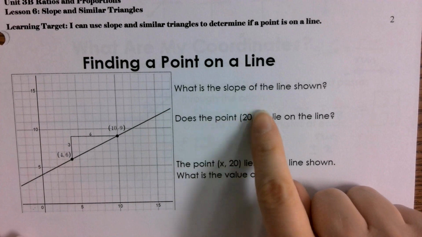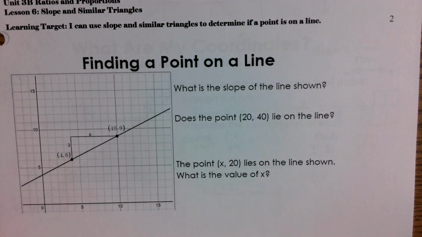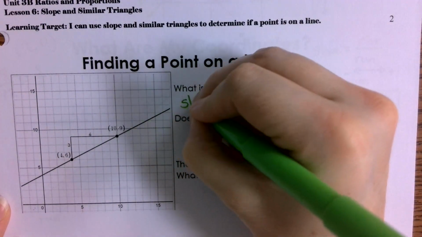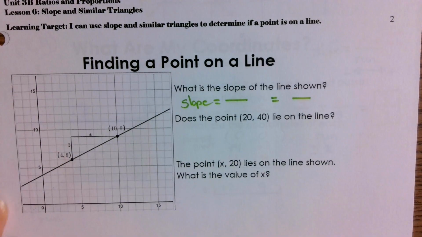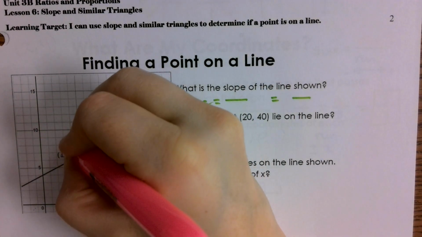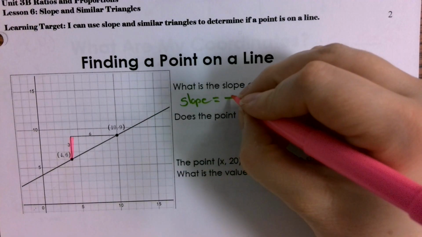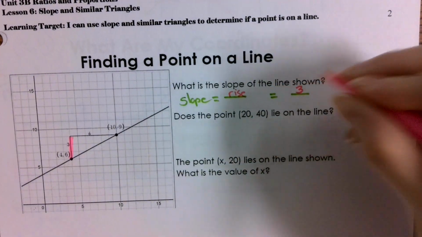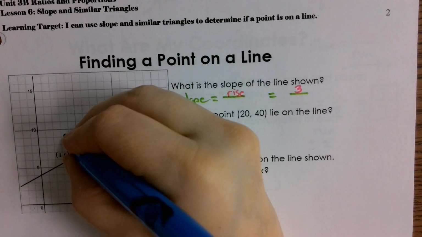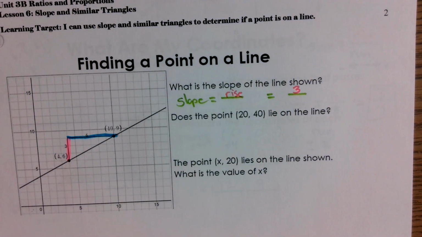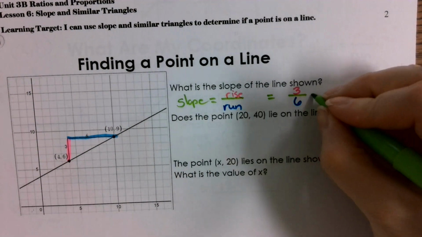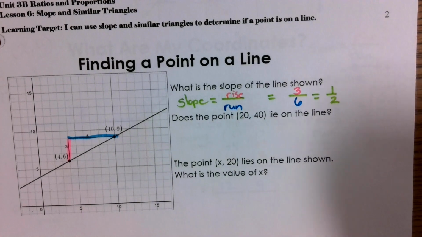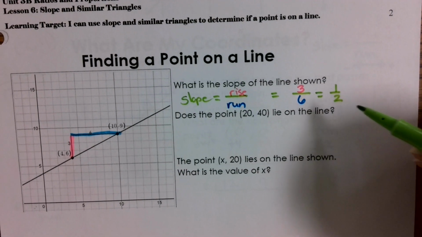Okay, the first thing that we need to do with this problem is identify what the slope is. So we're going to identify our slope by, again, finding our rise over our run. Our rise happens to be a positive 3. Our run happens to be a positive 6. And then like always, you want to simplify it. It simplifies to 1/2. So your slope in this situation is going to be 1/2.